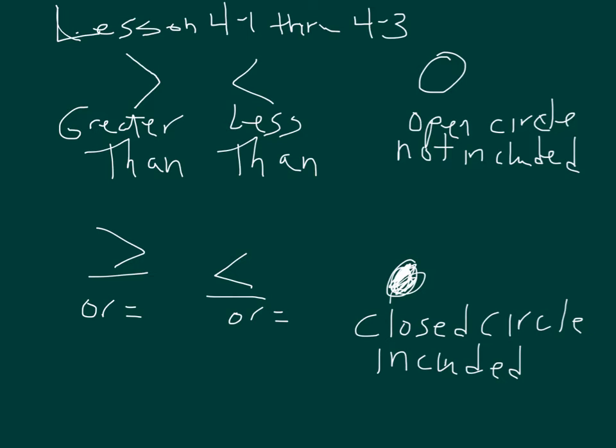Then finally, we also have greater than or equal, less than or equal. When we have these inequalities, we use a closed circle. Okay? The closed circle means that that number is included. So if we have something like x is less than or equal to 2, the number 2 is included in the solution and makes the inequality true. So let's go ahead and take a look at how we graph these.